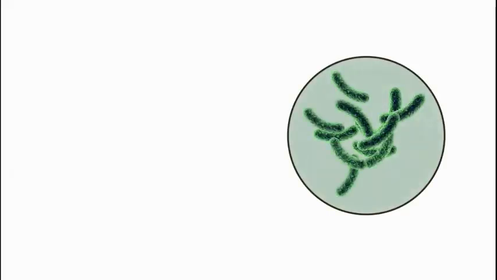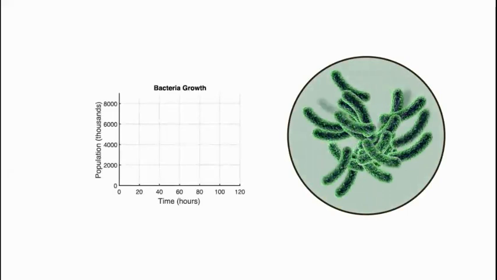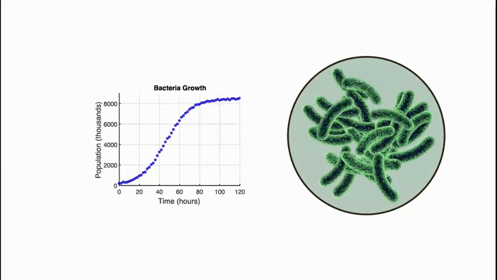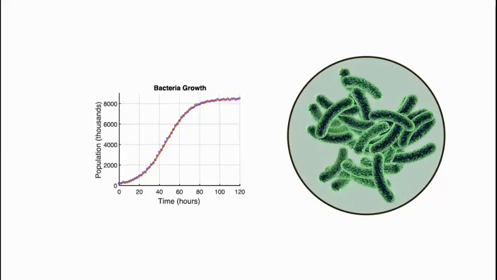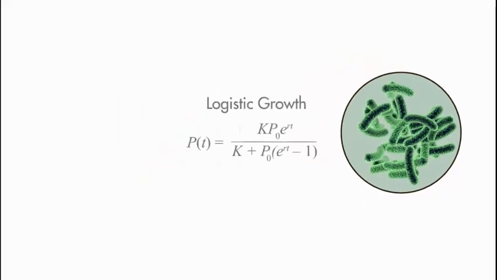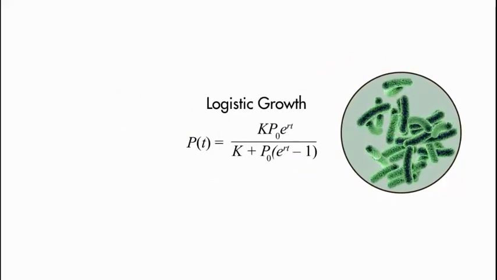When fitting curves to data, we sometimes need to fit custom models. Take a look at this bacteria data. Is that exponential? No. That looks more like logistic growth. Let's see how we can define our own model and fit it to our data. We can enter our own equation for logistic growth by defining a custom model, or fit type.